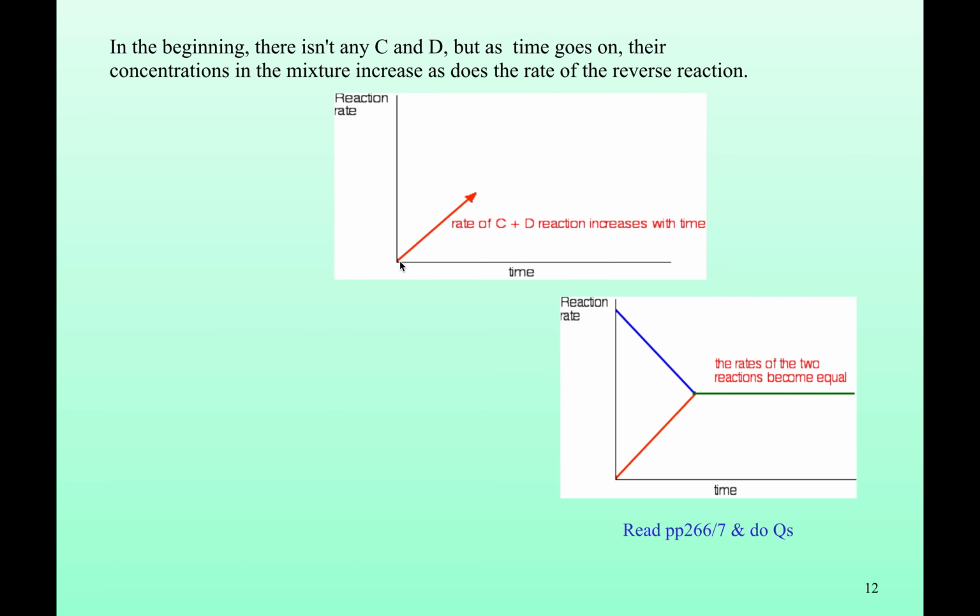So it looks like this, doesn't it? The reverse reaction rate increases as the amount of C and D increases. At some point, the rates must become equal. At some point. Now, I would question these being straight lines, but we're not worried about that. The concept is the important thing here. Yes, the rates become equal. This becomes this green line because at equilibrium, the forward reaction and the reverse reaction are happening at the same rate. Okay, that's a little introduction to that.